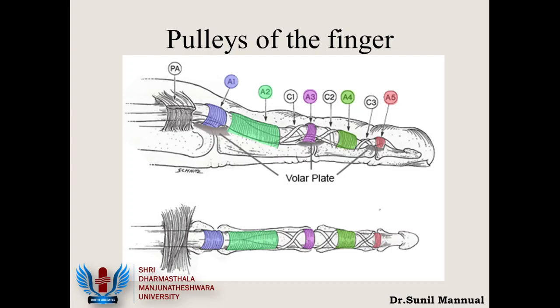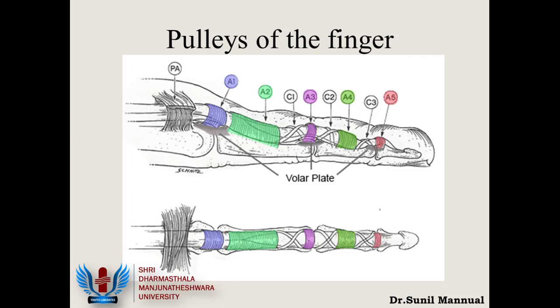So within short distances, it has to work across 3 different joints, the same tendon. So that means the tendon has to be extremely efficient and its position has to be carefully secured in place. And this securing of the tendon in place is done by the pulleys.